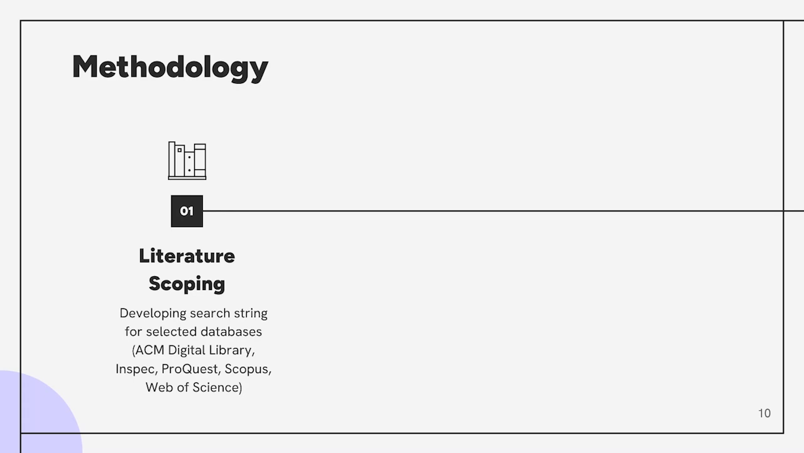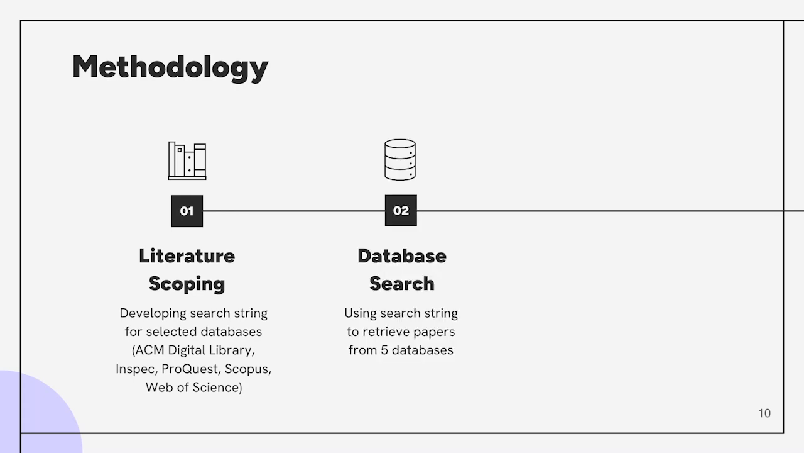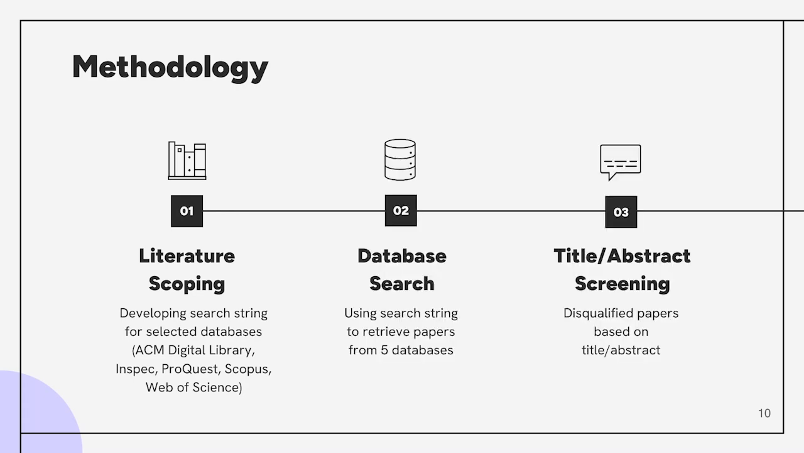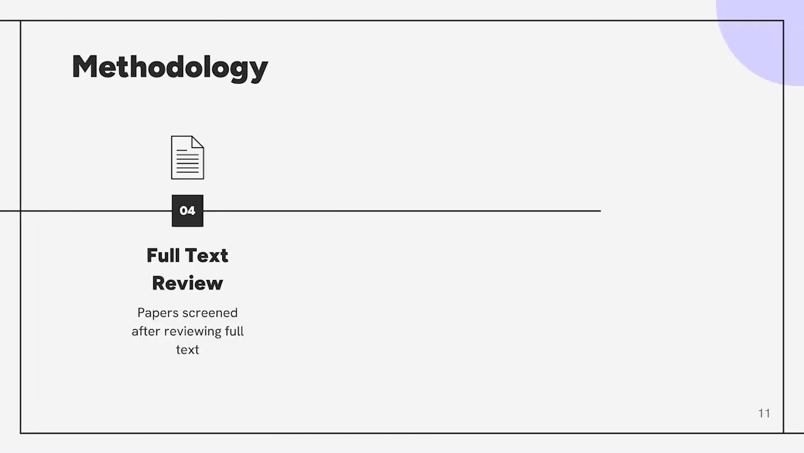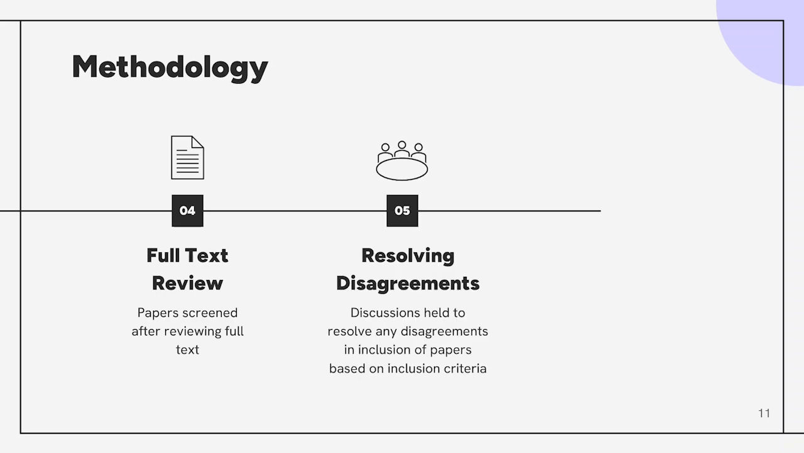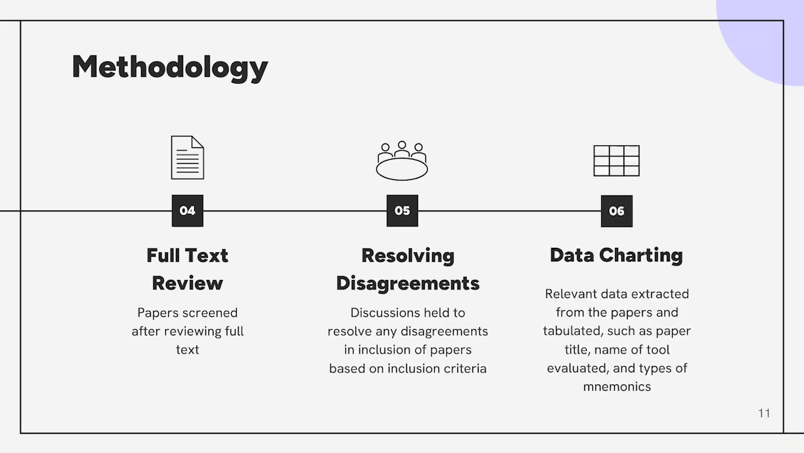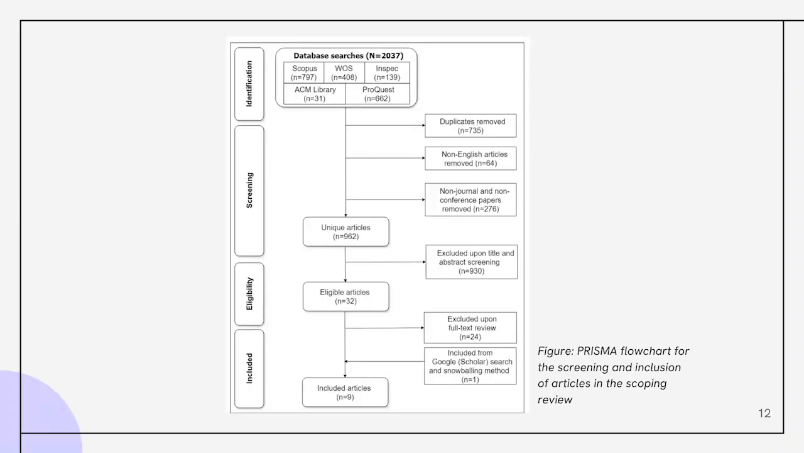Now on to the methodology used. We used a three-stage approach of conducting a scoping review proposed by Tranfield et al. We started off by scoping the literature. Then we did a database search, and we screened the papers based on the title and abstract. Then we did a full text review of the papers. Then we resolved any disagreements that occurred during the screening process. And lastly, we extracted relevant data from the papers and tabulated them.